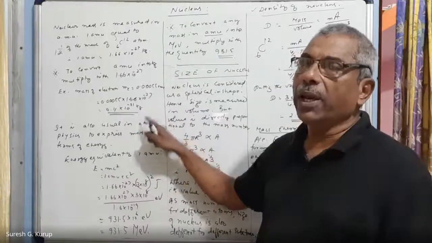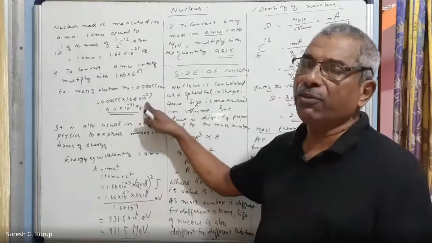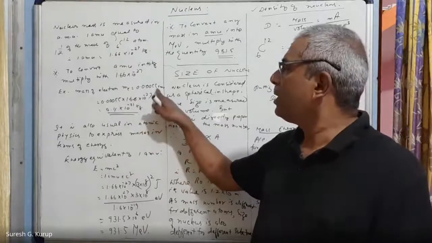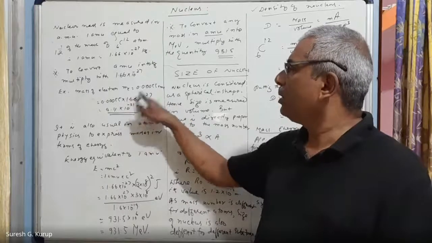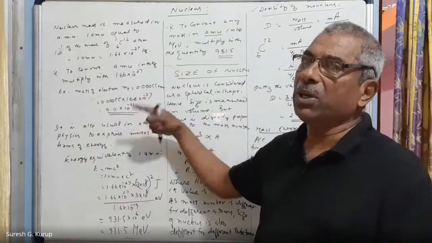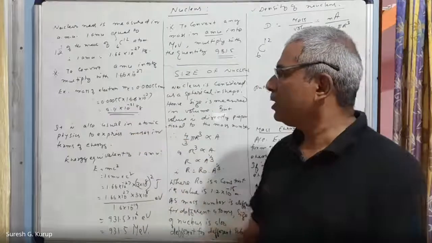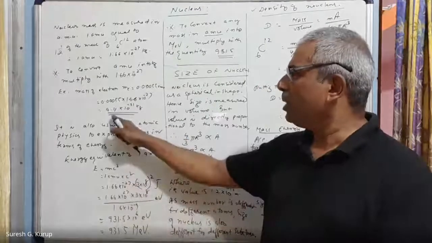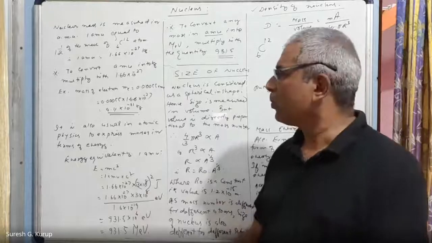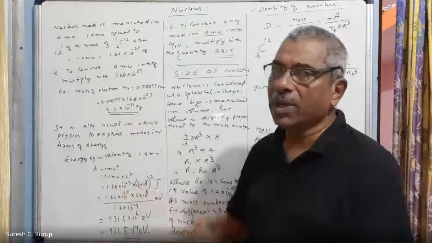To convert the AMU into kg, we will multiply it with the value of 1 AMU in kg. That is 1.66 into 10 raised to minus 27. So we get the mass of an electron is equal to 9.11 into 10 raised to minus 31 kg.